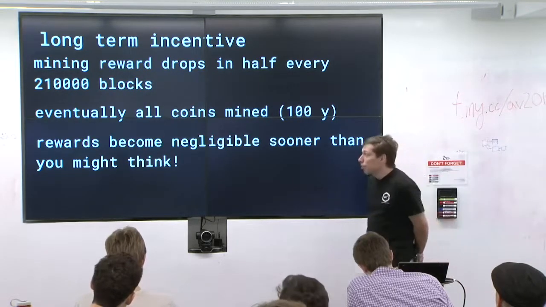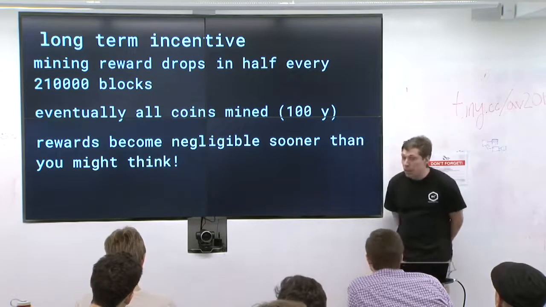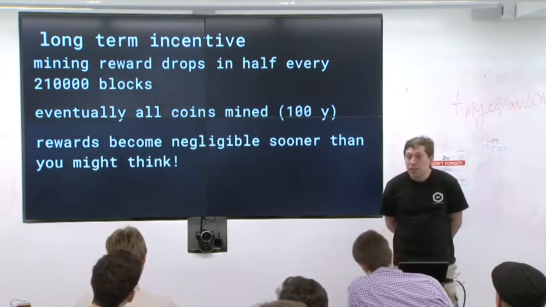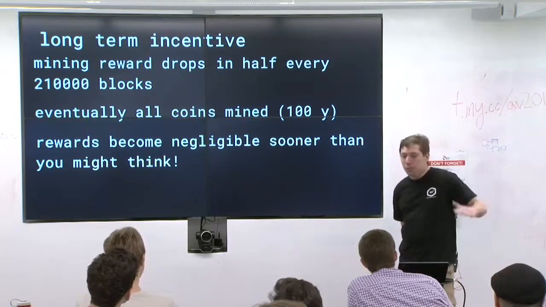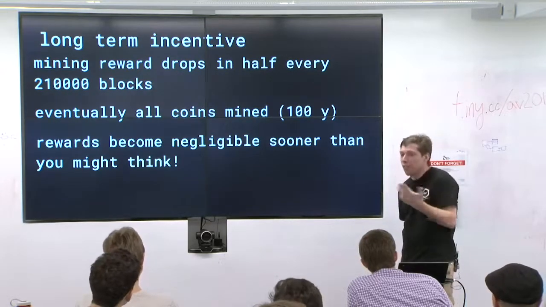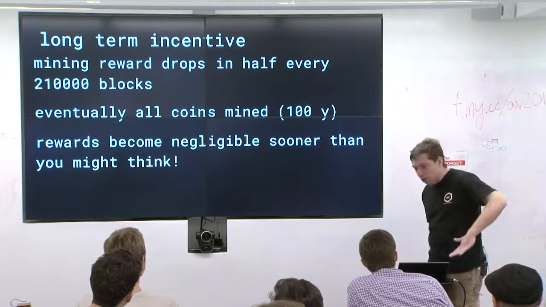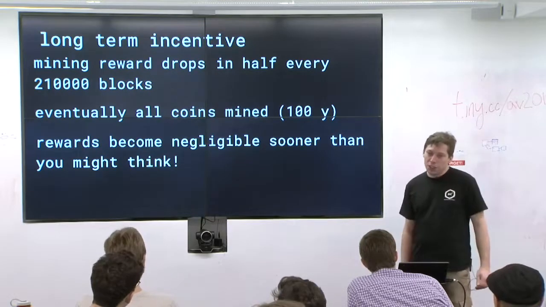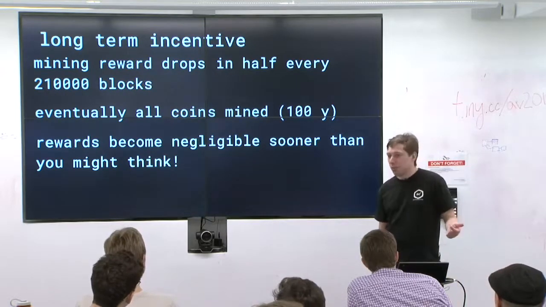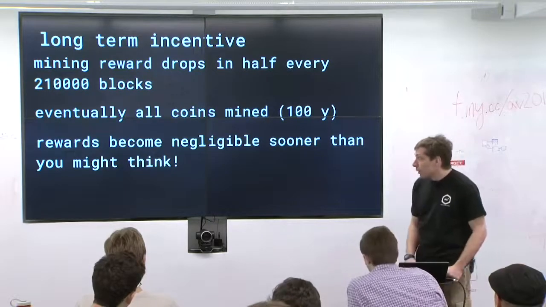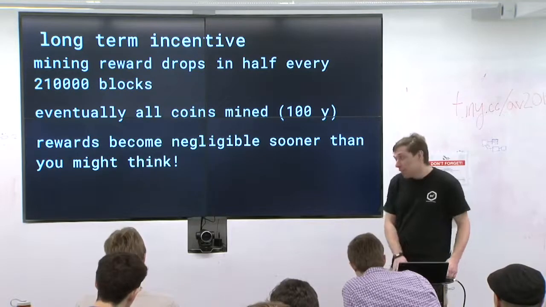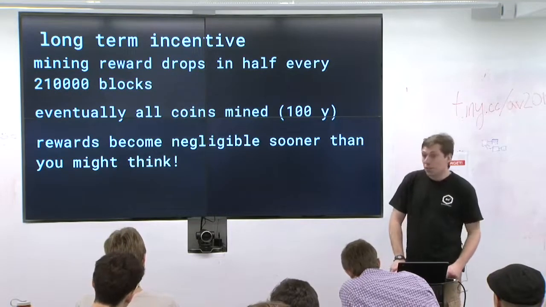But actually, the rewards become negligible a lot sooner than you think. In 20 years, there's way less than a coin in rewards, right? Because it keeps getting chopped in half every 4 years. So yeah, there's this sort of long tail where you've got like 50 years of a couple satoshis per block, but it's negligible, right? So the rewards going to near zero actually happens definitely within our lifetimes, pretty soon.